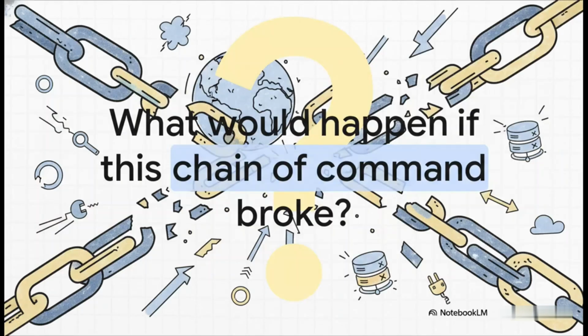This silent, invisible system is a fundamental pillar of our digital lives. It works so well that we almost never even have to think about it. But it does leave us with a final question. What would happen if this chain of command, this invisible bureaucracy, were to just break? The internet as we know it would simply cease to function. Something to think about the next time you hit enter.